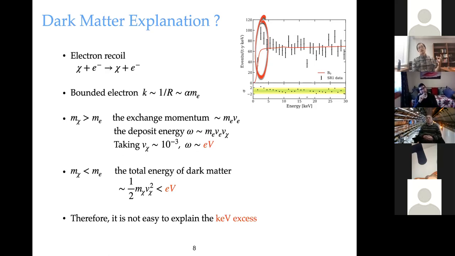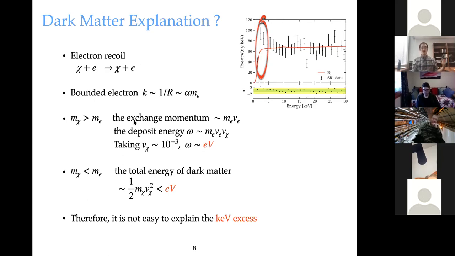So think about one region, dark matter larger than the electron mass. This is the region we are thinking about. It's like a fast moving ping pong ball scattering with bowling balls. So the exchange momentum is just m_e times v_e, and the deposited energy, when you go to the rest frame of the dark matter and shift back, is like m_e times the velocity of dark matter. If you trust my computation, you take the velocity as 10 to the minus 3, and you get omega of order eV. An eV is 3 orders of magnitude off compared to keV.